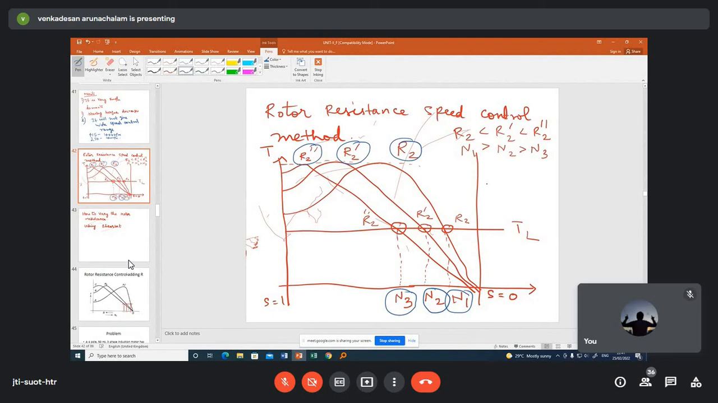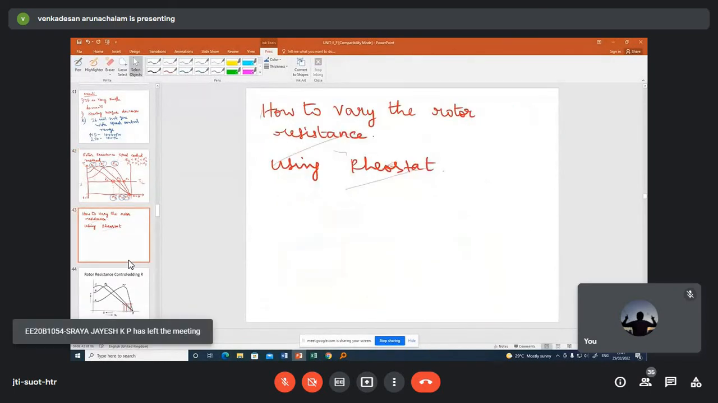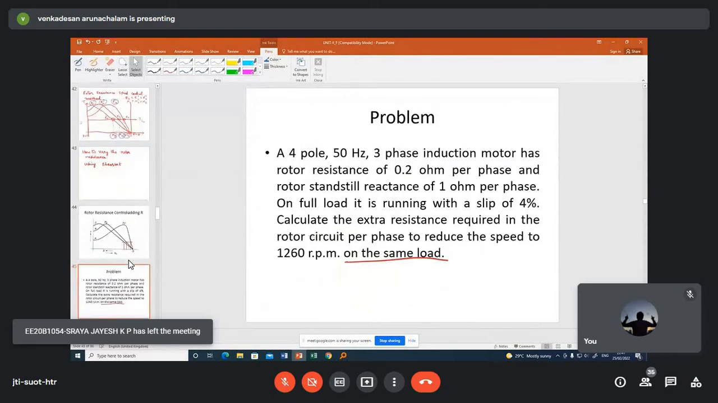And how to vary the rotor resistance? By adding some rheostat to the rotor. Right? So we will take this small problem in rotor resistance speed control method. The problem goes like this.